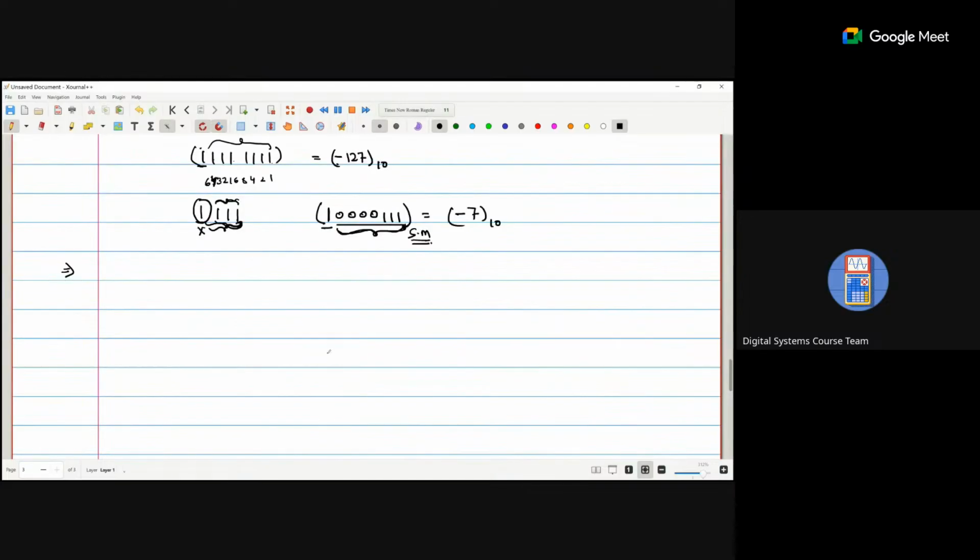So if we solve some questions: -7 base 10, you have to represent this as an 8-bit hexadecimal.